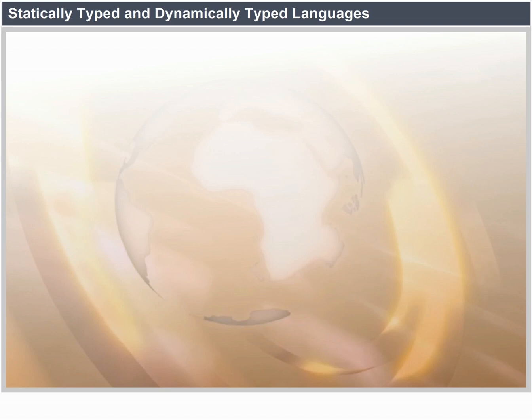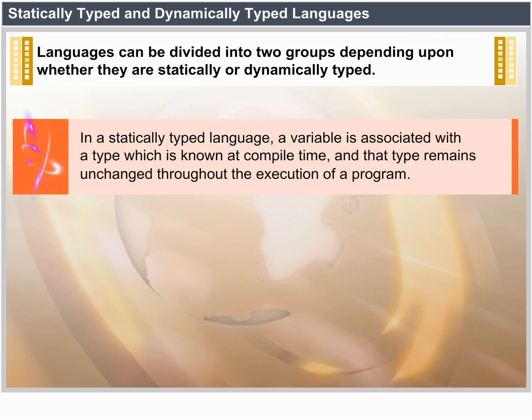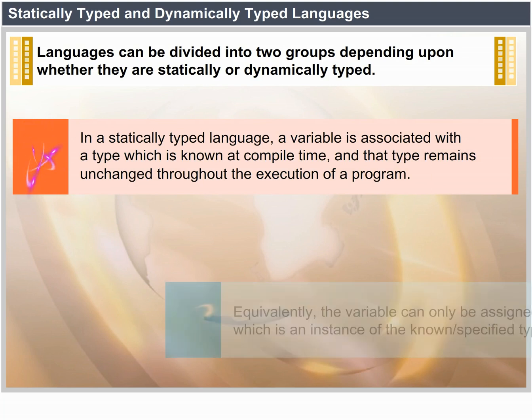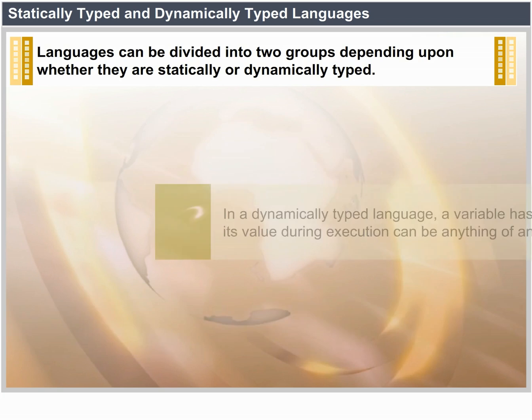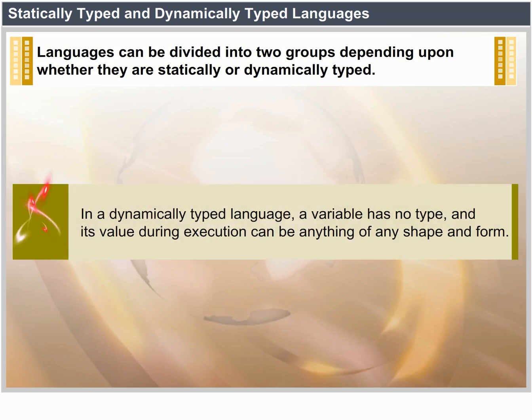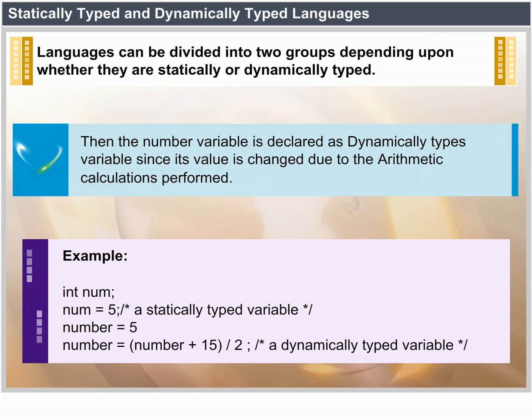Statically typed and dynamically typed languages. Languages can be divided into two groups depending upon whether they are statically or dynamically typed. In a statically typed language, a variable is associated with a type which is known at compile time, and that type remains unchanged throughout the execution of a program. Equivalently, the variable can only be assigned a value which is an instance of the known or specified type. In a dynamically typed language, a variable has no type and its value during execution can be anything of any shape and form. The example below shows the variable number as a statically typed variable, and the value 5 is assigned to it. When the number variable is declared as a dynamically typed variable, its value can change due to the arithmetic calculations performed.